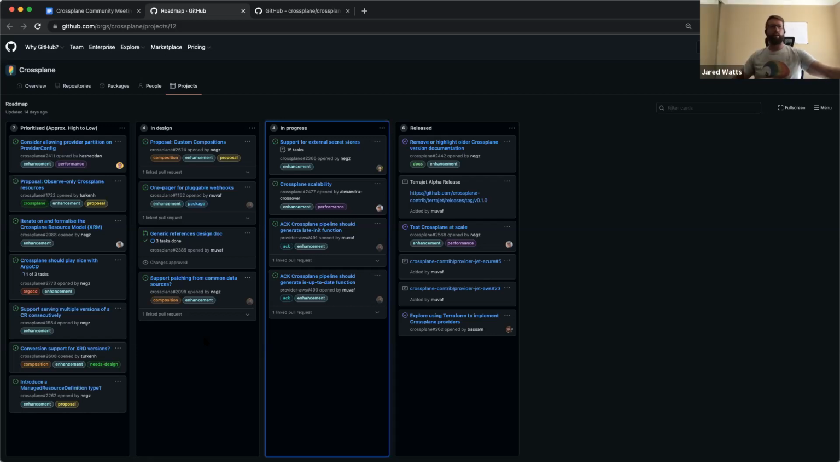Did I miss any of the major features that are at least getting early starts in design or alpha level support in 1.7? Actually, there is one. So you see the consider allowing provider partition on provider config. Yes, this specific issue is about a feature request, and an issue that will be opened by Alper will state the problem that this specific issue is solving. So that issue is going to be the start of that work.